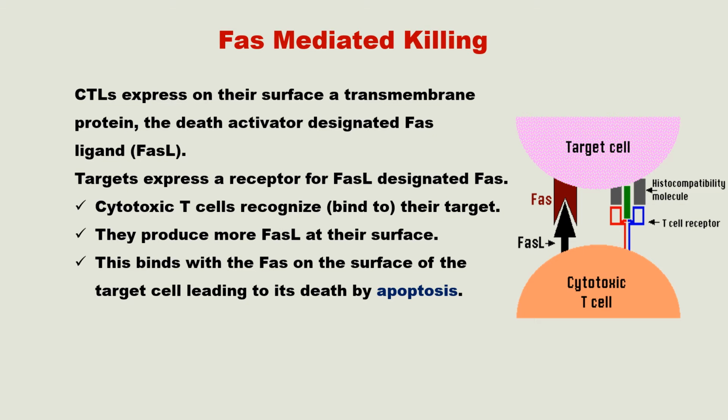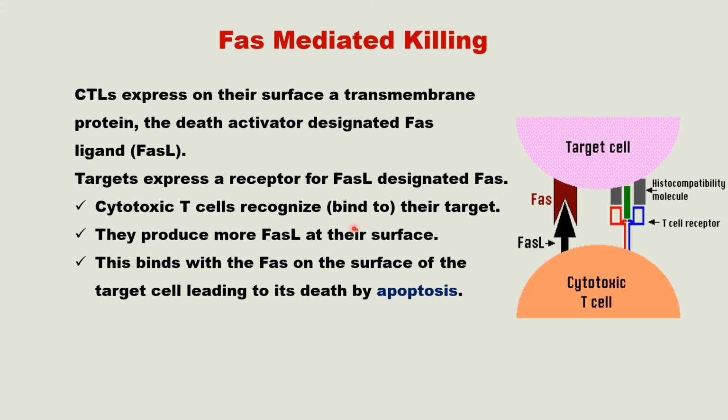Another mechanism of killing is Fas mediated killing. Cytotoxic T lymphocytes express on their surface a transmembrane protein, the death activator designated Fas ligand or Fas-L. Target cells express a receptor for Fas ligand designated Fas. So, on the surface of the cytotoxic T cell, one ligand is present, that is a death activator called Fas-L, and the receptor for that is Fas, and that is present on the surface of the target cell. Okay.